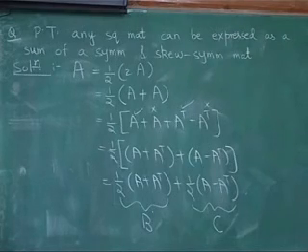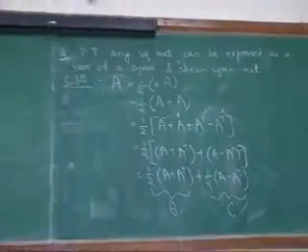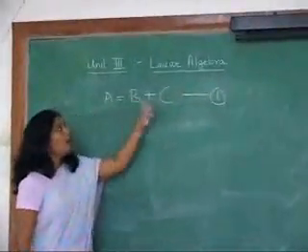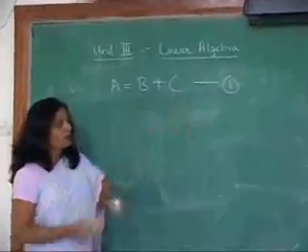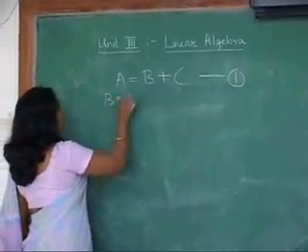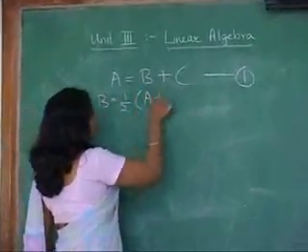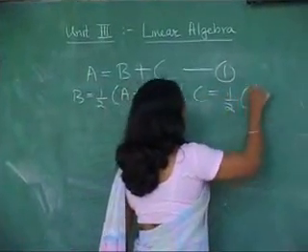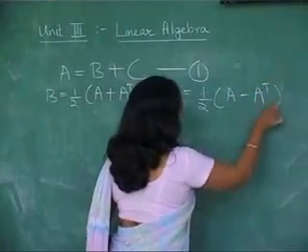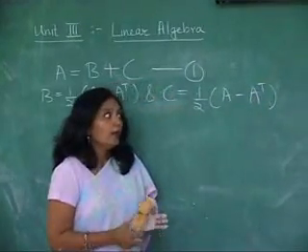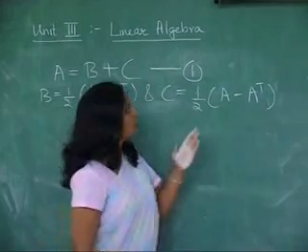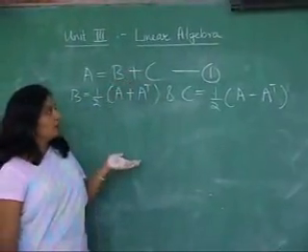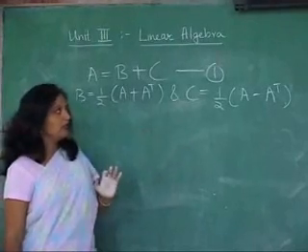So at least what I have managed to do so far is to write A as a sum of two matrices. B happens to be 1/2 (A plus A transpose) and C happens to be 1/2 (A minus A transpose). Remember, the problem was to show that any square matrix can be written as a sum of two matrices, one of which is symmetric and the other one is skew symmetric.